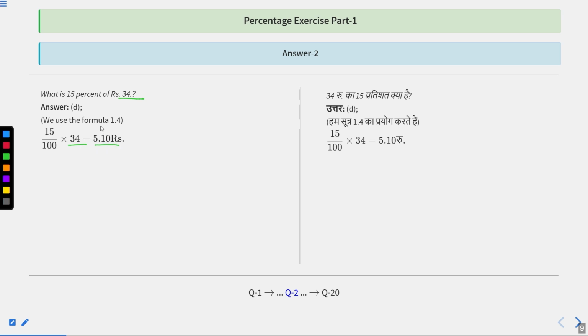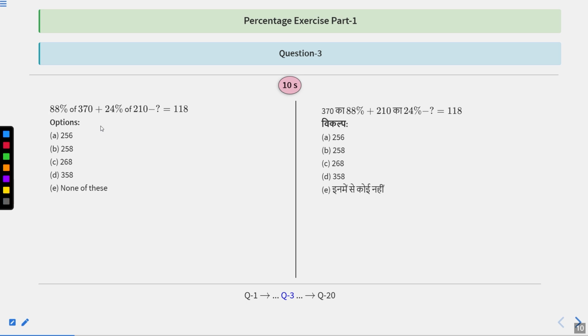Next one. Now the question is: 88% of 370 minus what percent of 210 equals 118? You have 5 options. So your time starts now. Try to solve this question.